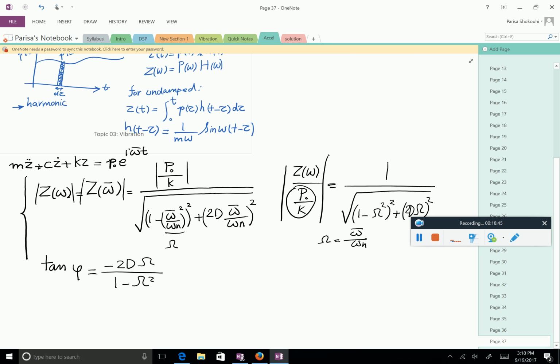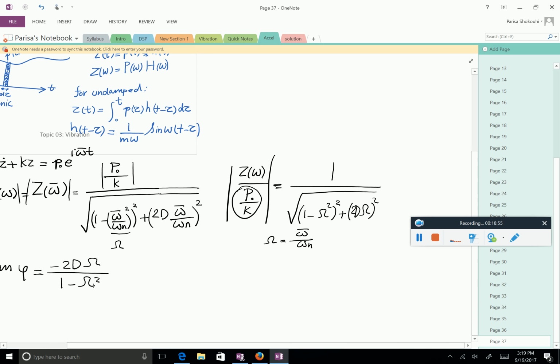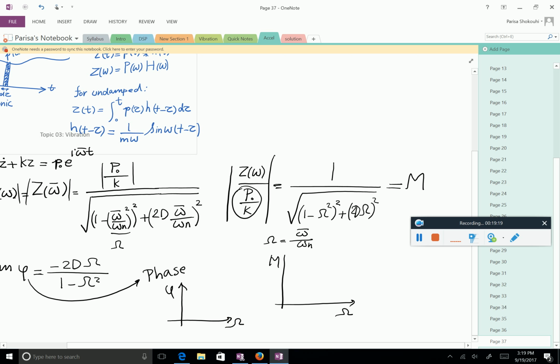Now, looking at these expressions is not as interesting as when we plot them. So it's very useful to look at these plots. This we called M, dynamic magnification or amplification factor. And this is just phase. Doesn't have a particular name. So if we plot M versus omega, that's kind of an amplitude spectrum. And if we plot phi versus omega, that's kind of a phase spectrum.